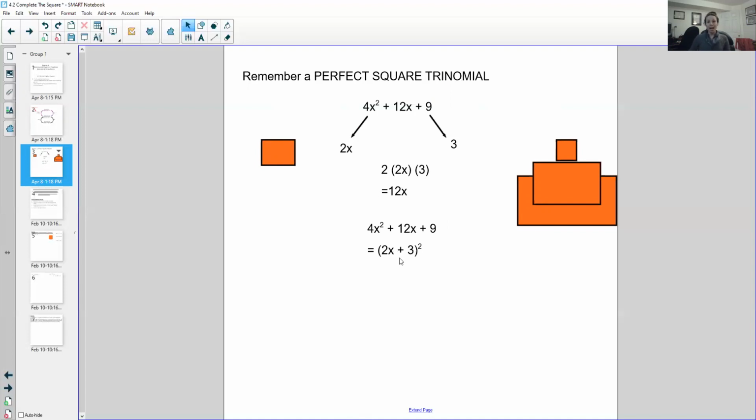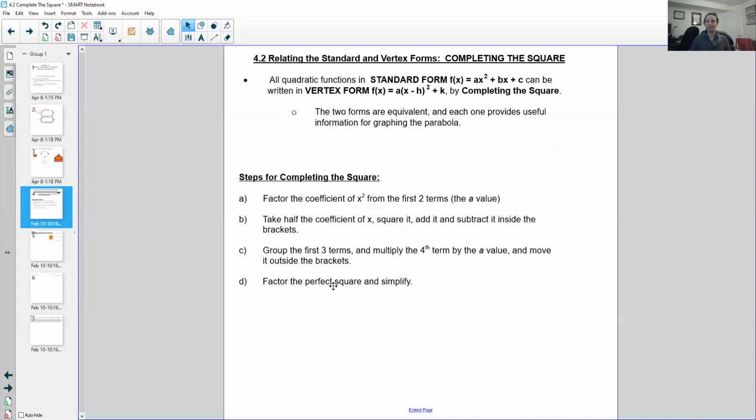So we can take our perfect square trinomial and we can put the 2x at the front, the 3 at the back. If this is a plus sign, put a plus. If it's a minus sign, put a minus, and then a little square up top, you factored it. Okay, we're going to need this idea in order to complete the square. Okay, so let's look at our steps.